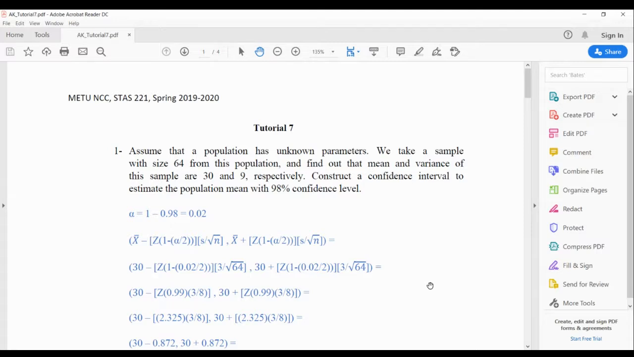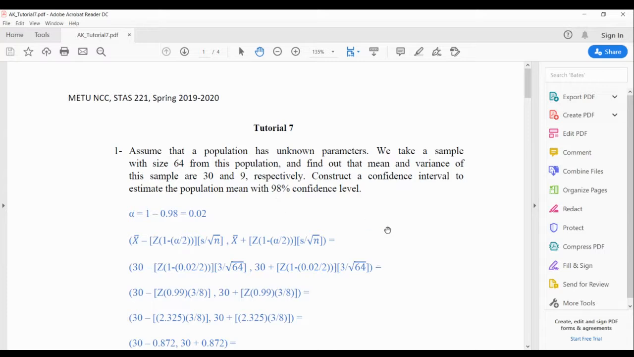The video is going to be in two parts. First part is about constructing a confidence interval for estimating the population mean, and the second video will be about constructing a confidence interval for finding or estimating the difference between means of two populations.